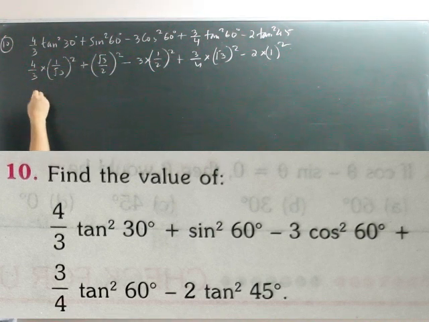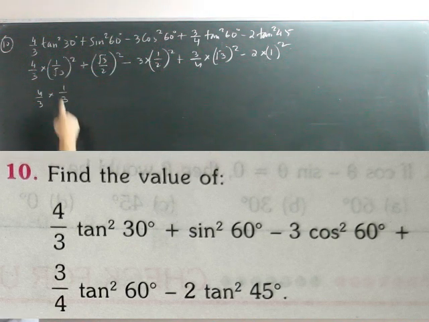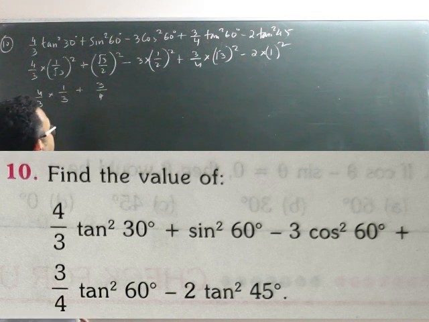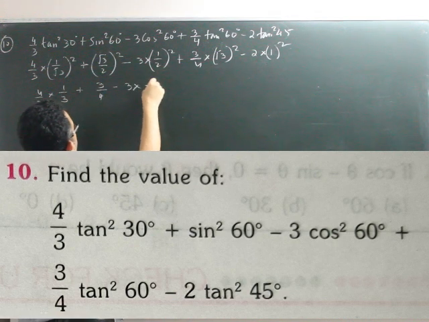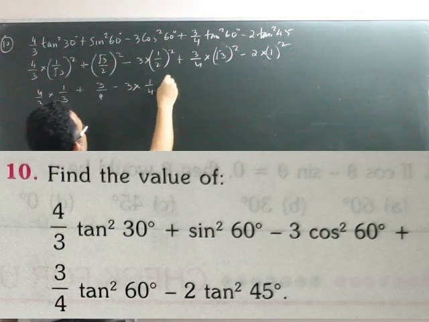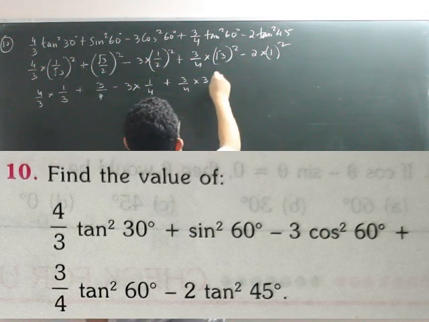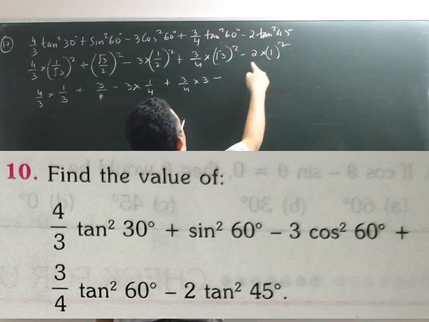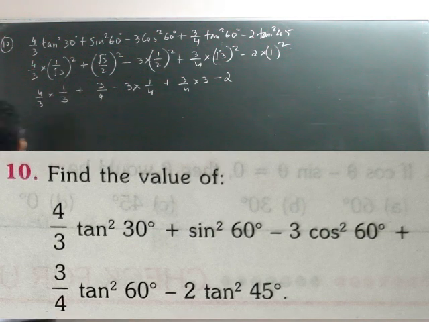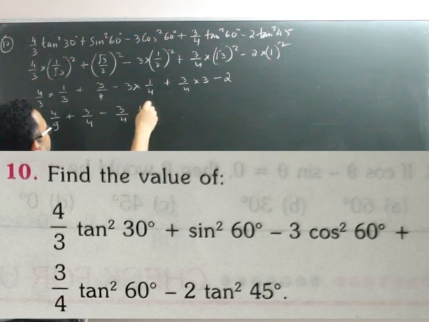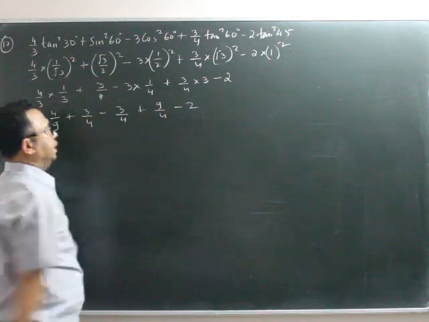Let me square all the brackets. 4 by 3 into this is 1 by 3. Root 3 into root 3 is 3. Plus root 3 into root 3 is 3 by 4. Minus this is 3 into 1 by 4. 1 square is 1, 2 square is 4. Plus this is 3 by 4 into 3. Root 3 into root 3 is 3. And minus 1 into 1 is 1, 1 into 2 is 2. So there is no cancellation here. So it is 4 by 9 plus 3 by 4 minus 3 by 4 plus 9 by 4 minus 2.